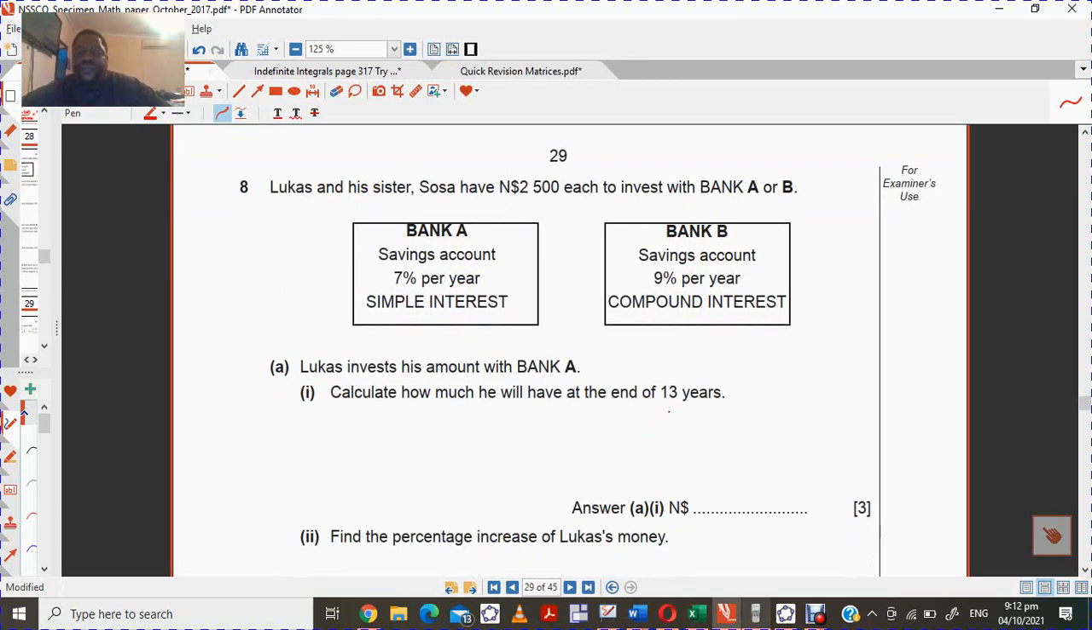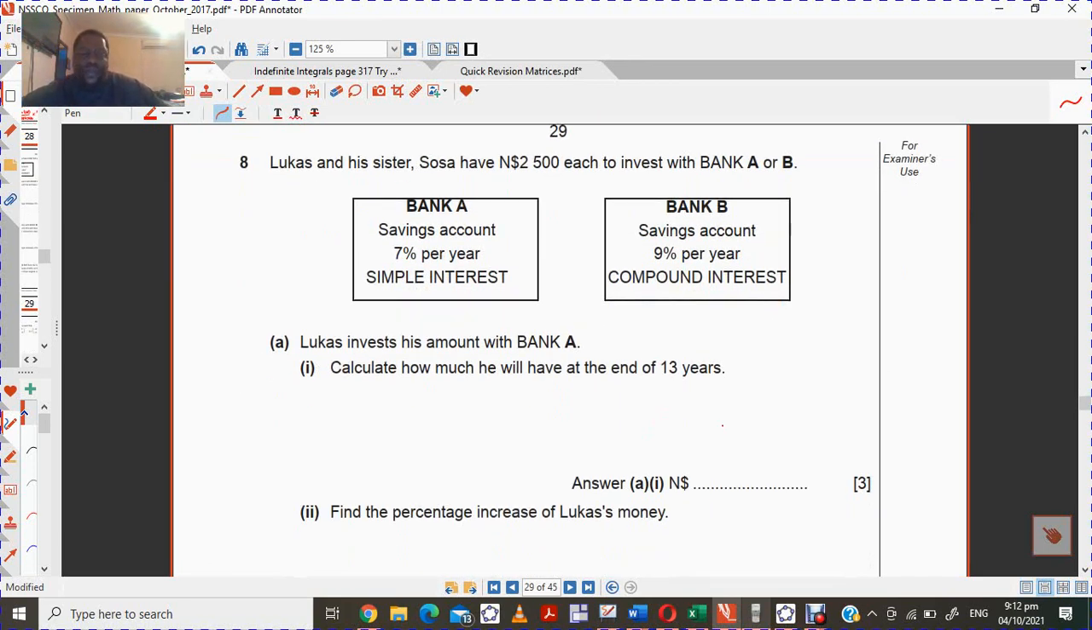All right, question 8. A little bit of money issue here. So we have got Lucas and his sister Sosa. They have $2,500 each, and they are investing with different banks. So Lucas is investing with Bank A, and Sosa is investing with Bank B. Right. So for Lucas, they are saying calculate his amount. So the amount, and he's using simple interest.